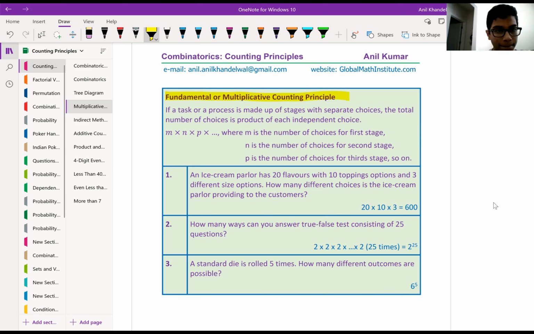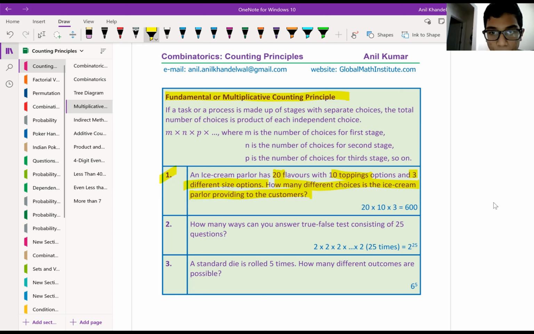So this is absolutely clear to you, right? We'll take up 3 examples to make it absolutely clear. First example, an ice cream parlor has 20 flavors, 10 topping options and 3 different size options. How many different choices is the ice cream parlor providing to the customer? So what will you do? Multiply 20, 10 and 3, counting principle. You get the idea. So simple as that.